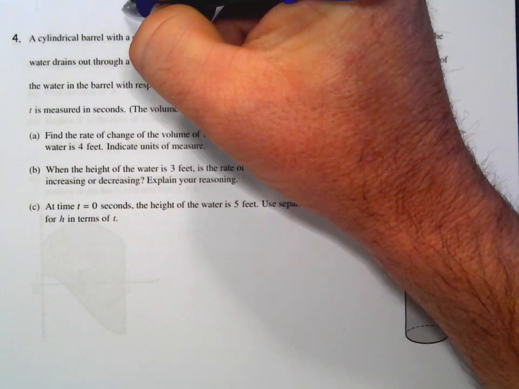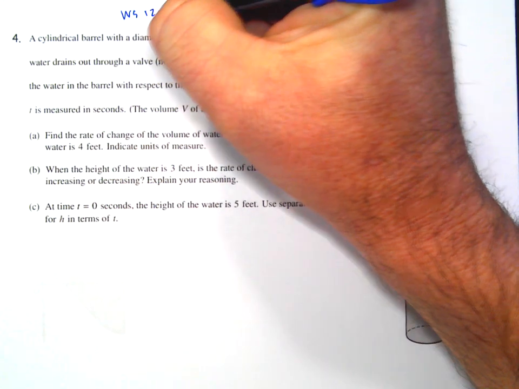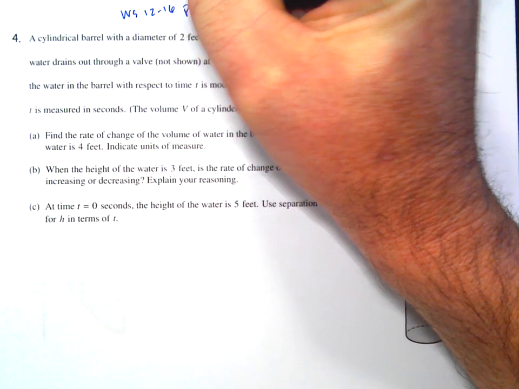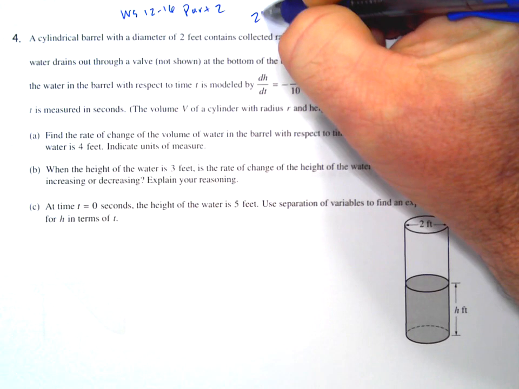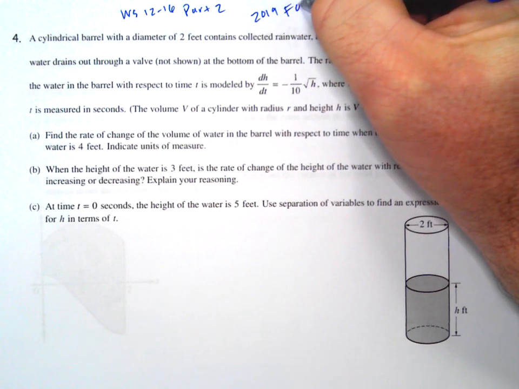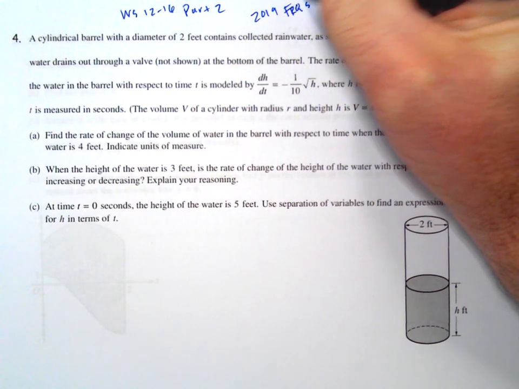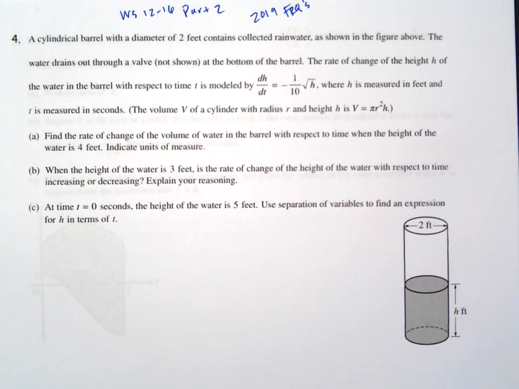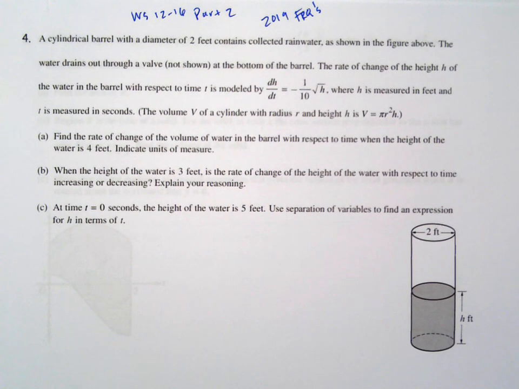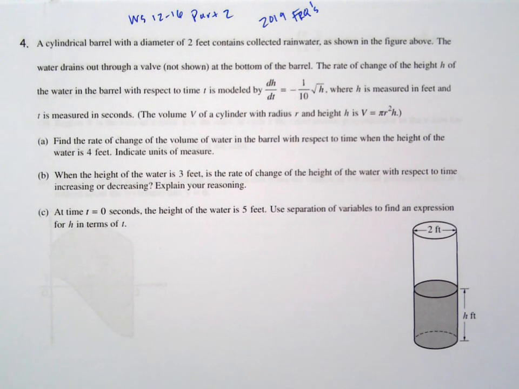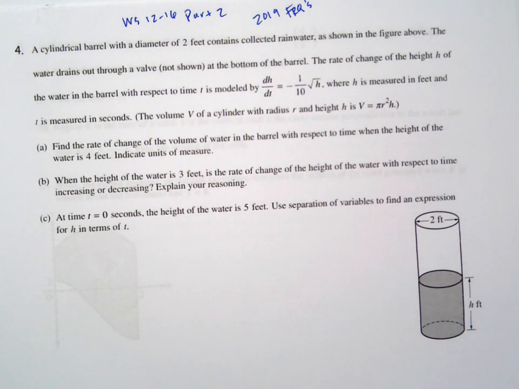Okay, this is worksheet 1216 part 2, which is the 2019 FRQs. Really good practice for your AP test this year. You should have tried these on your own and then see how well you can do. And then watch this video and figure out some of the easy stuff you missed and some of the harder stuff and how to do it.